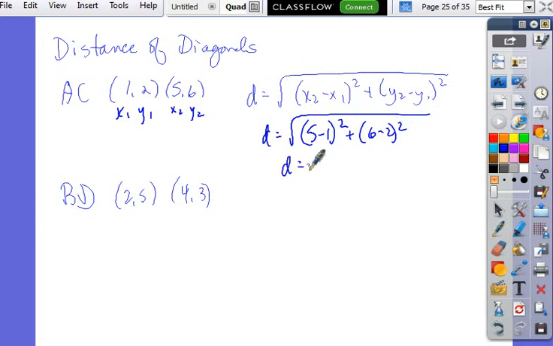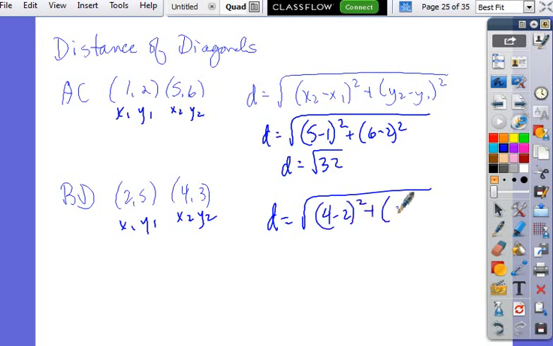32? So I'm going to do square root of 32. Now I'm just going to leave it like that for a second. X1, Y1, X2, and Y2. The second one will be 4 minus 2 squared plus 3 minus 5 squared. What is that one? Really and truly, we should work these out and get the decimal version and all that. All I really care about is, are they the same or not? No. So I can tell right now they're not the same.